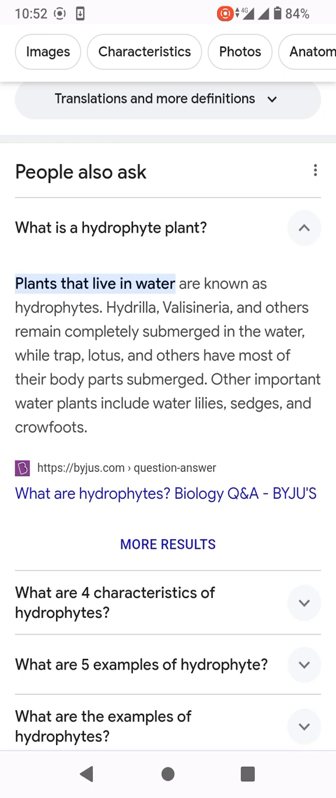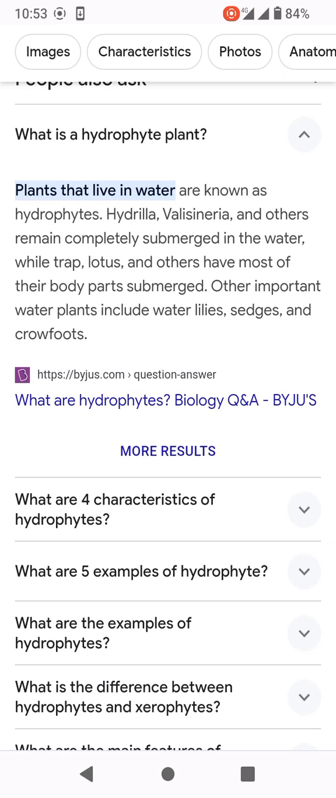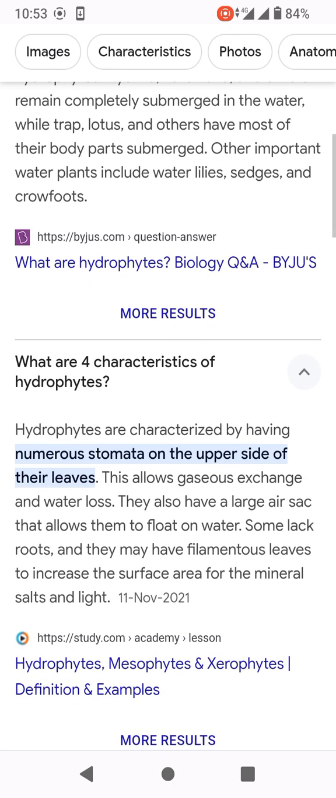Hydrilla, Vallisneria and others remain completely submerged in the water, while lotus and others have most of their body parts submerged. Other important water plants include water lilies, sedges and grow foods. What are the four characteristics of hydrophytes?